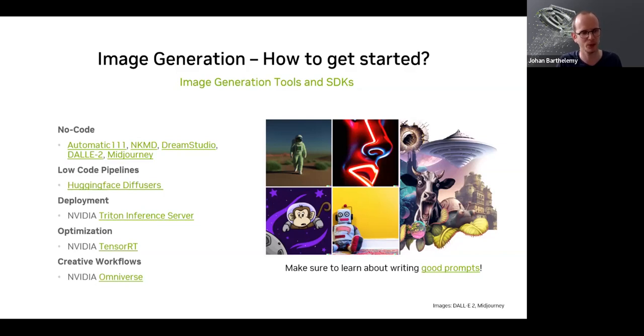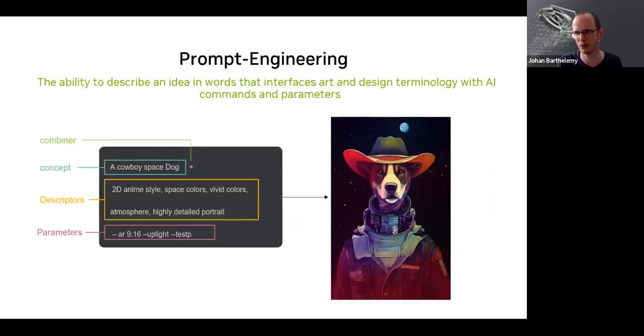Once you have your model trained, you want to deploy and optimize it. So for that, you could use Triton and TensorRT, and we'll see that later on. And you can also import everything into your creative workflow using Omniverse. But the thing about image generation, it's all about prompt engineering.